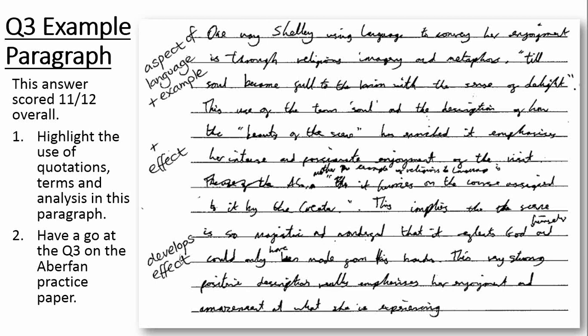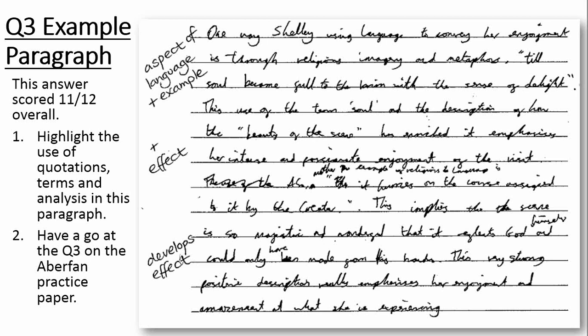It says, "One way Shelley uses language to convey her enjoyment is through religious imagery and metaphors." So see there, you have techniques, grouped techniques at that, and it's linked to the writer's purpose. Now some quotations integrated: "till my soul became full to the brim with the sense of delight." For this one, they've taken the approach of one longer quotation, which they're now going to dig into some key words of. It says, "this use of the term soul," and it could have been more precise there, rather than term, they could have said noun, for example.